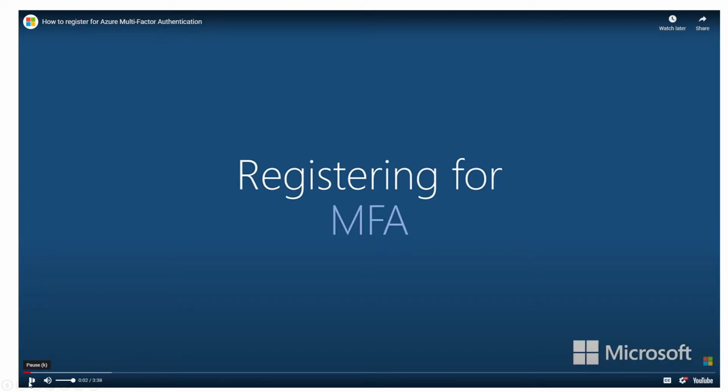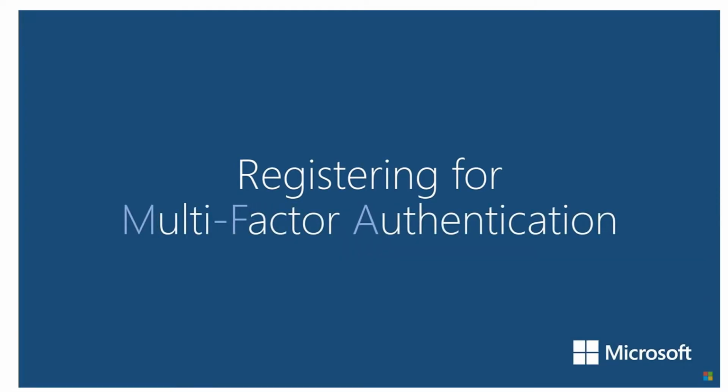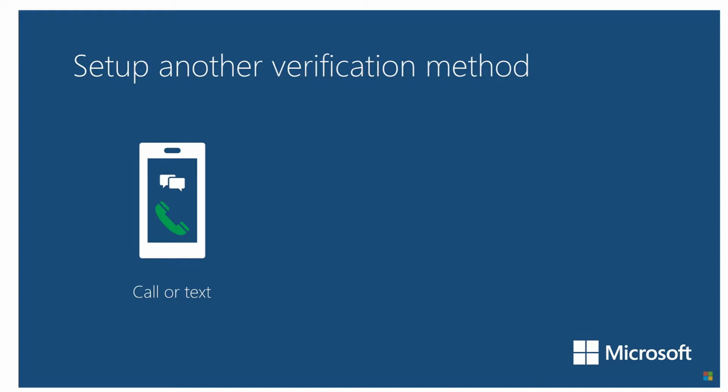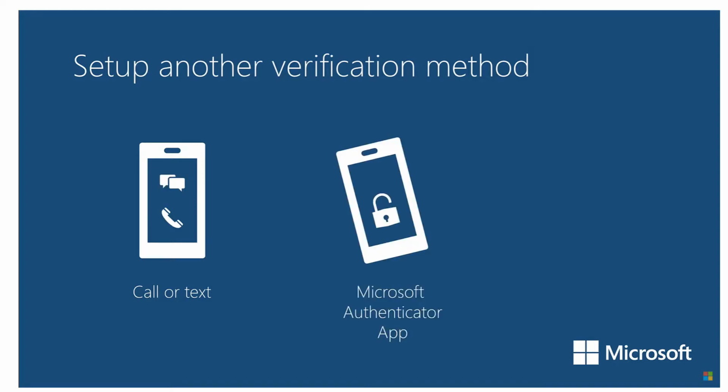Welcome. Today I'll be showing you how to register for multi-factor authentication. Cyber criminals can get into your account if they guess your password correctly, or sometimes they can trick you into sharing your password using a phishing email or use a stolen password that has leaked on the internet. To prevent bad guys from accessing your account, you have to set up another verification method to verify it is really you trying to access your account. This is called a secondary factor. Secondary factors include a call to your phone, a text message with a code to your phone, a push notification or verification code from an authenticator app such as the Microsoft Authenticator app, or a hardware token device.